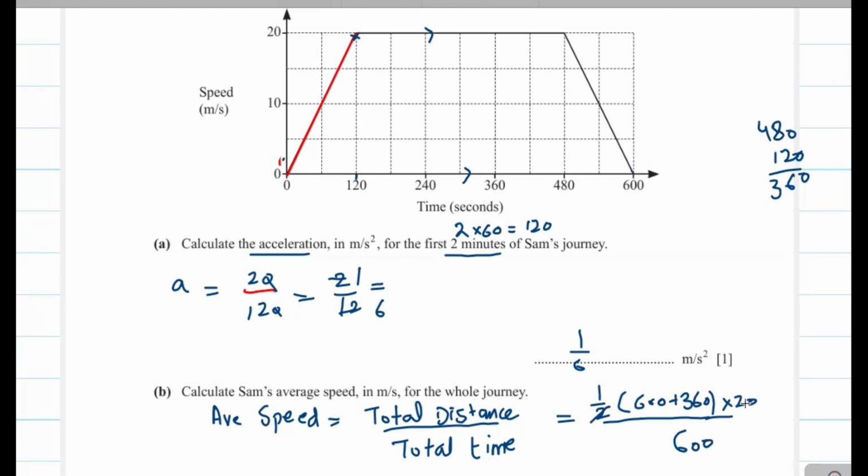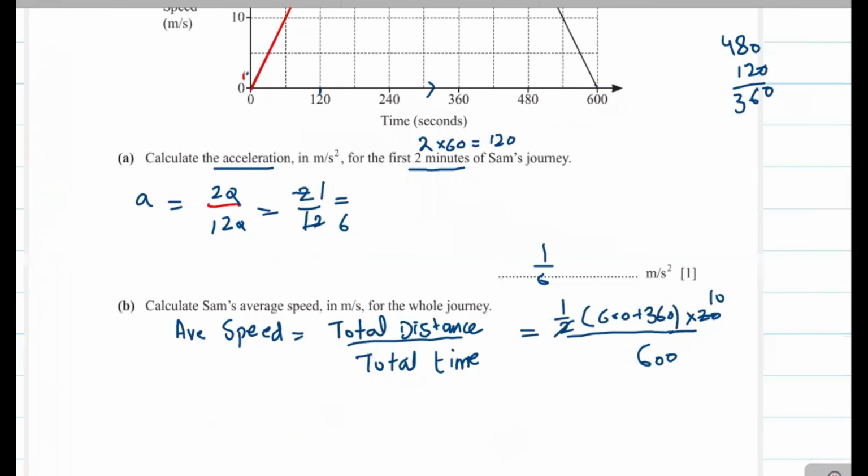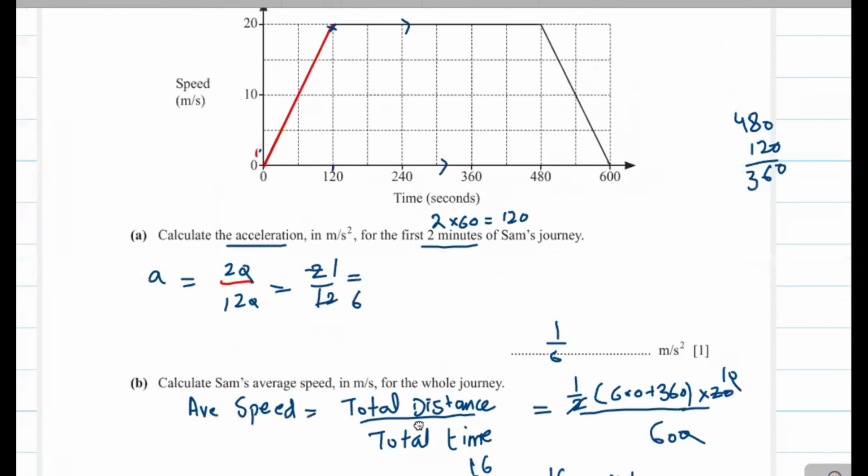Now we simplify, 2 times 10 is 20. Now 0 will be cancelled. You can write it 600 plus 360, that's equal to 960 over 60, and 0 will be cancelled. Now 6 times 1 is 6, and 6 and the 3 is the remainder, that is 36. You can write it as 16 meters per second, which is the average speed. Now move to the next question.